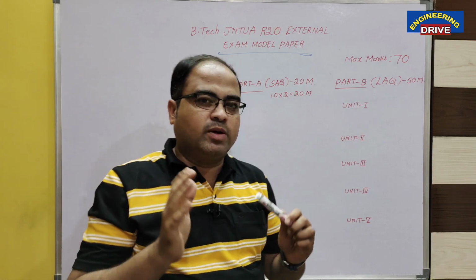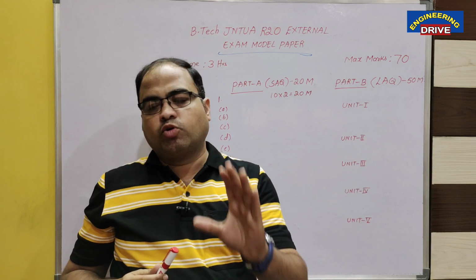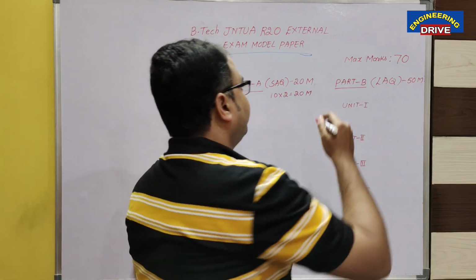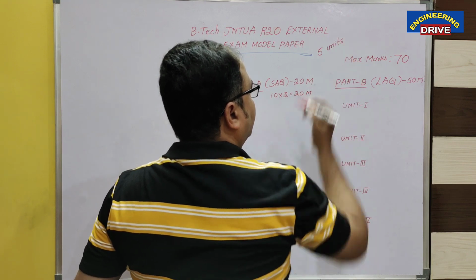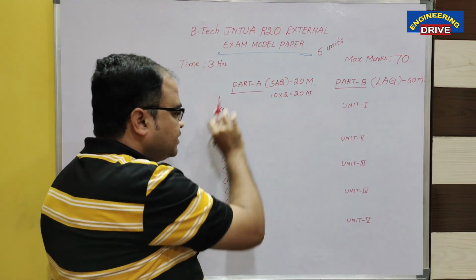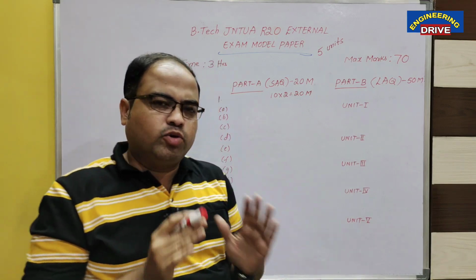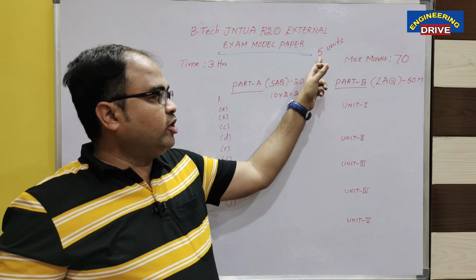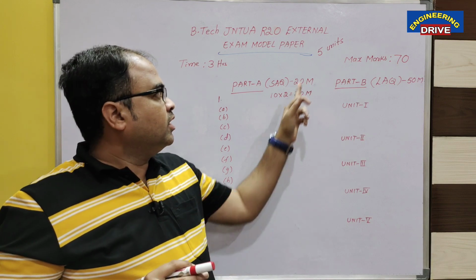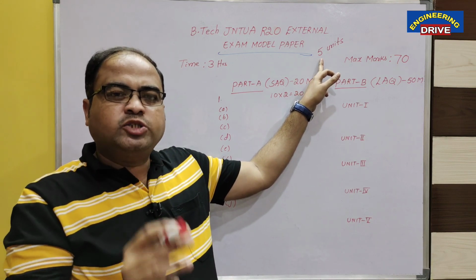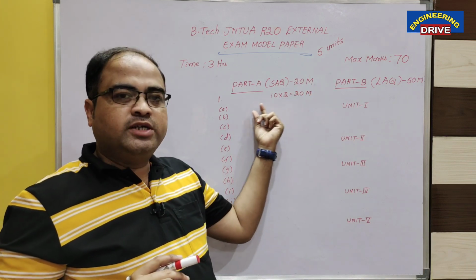Now, what is the syllabus? How many units are there for each subject in your syllabus? You will have a total of 5 units. So 5 units is the syllabus. Now, if we combine these 10 short answer questions, you can guess one thing. What is that? These 5 units will be covered in these 10 questions. From each unit, JNTUA will give 2 questions, which means 2 questions from every unit.